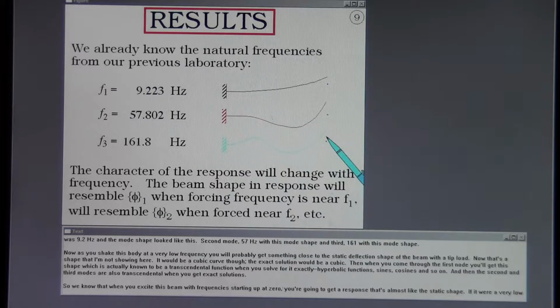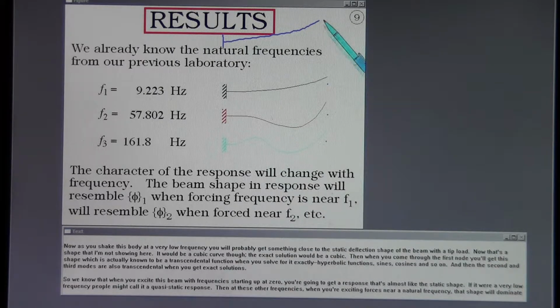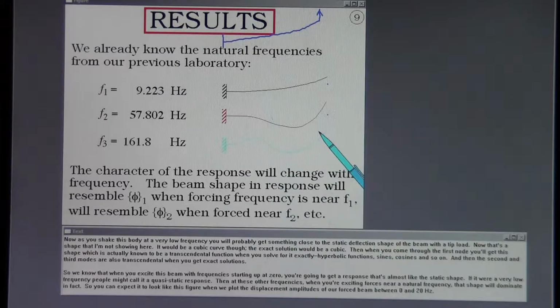Now, as you shake this body at a very low frequency, you will probably get something close to the static deflection shape of a beam with a tip load. Now, that's a shape that I'm not showing here. It would be a cubic curve, though. The exact solution would be a cubic. Then when you come through the first mode, you'll get this shape, which is actually known to be a transcendental function when you solve for it exactly. Hyperbolic functions, sines, cosines, and so on. And then these second and third modes are also transcendental when you get exact solutions.